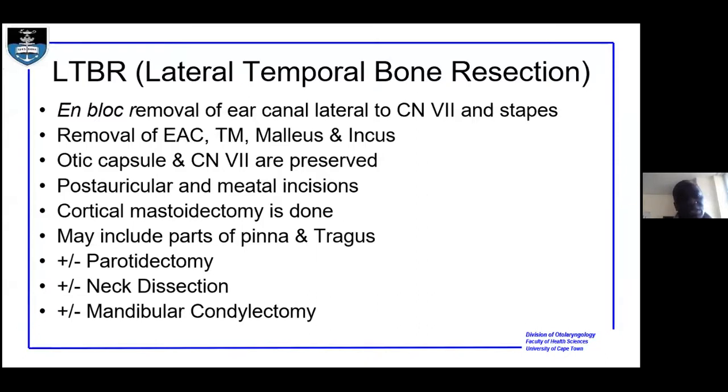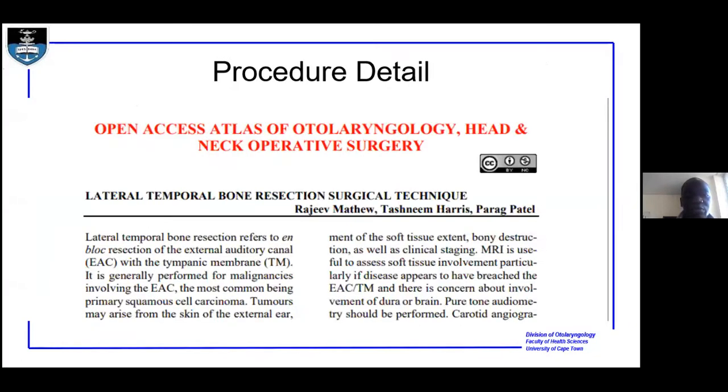The approach is post-auricular and meatal incisions, and a cortical mastoidectomy is done. And one can include parts of the pinna and tragus for excision. In addition, a parotidectomy or neck dissection or mandibular condylectomy is done depending on the extent of the tumor.